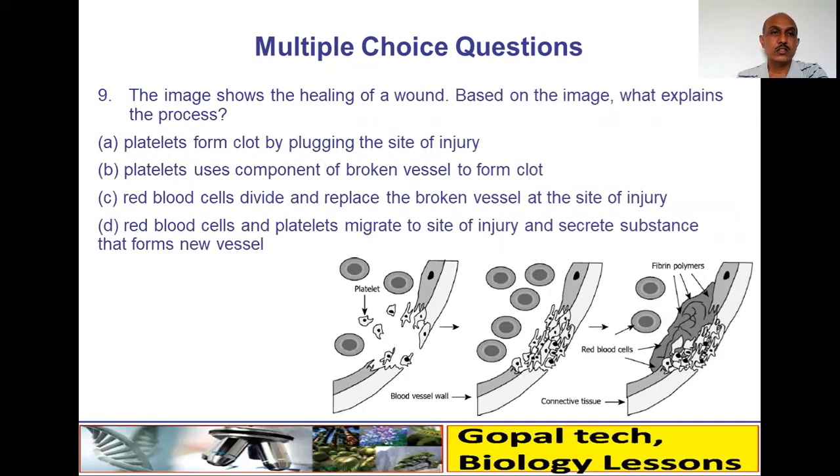Next question, ninth. The image shows the healing of a wound. Based on the image, what explains the process? See the diagram very carefully. Read all the options, pause the video, write the answer, check it.